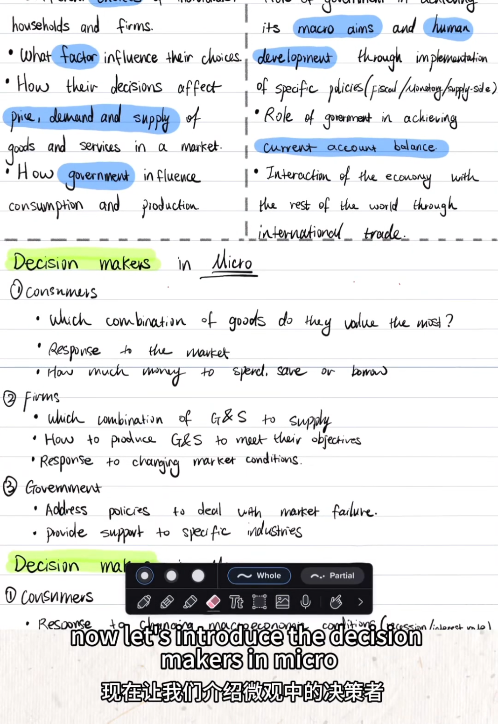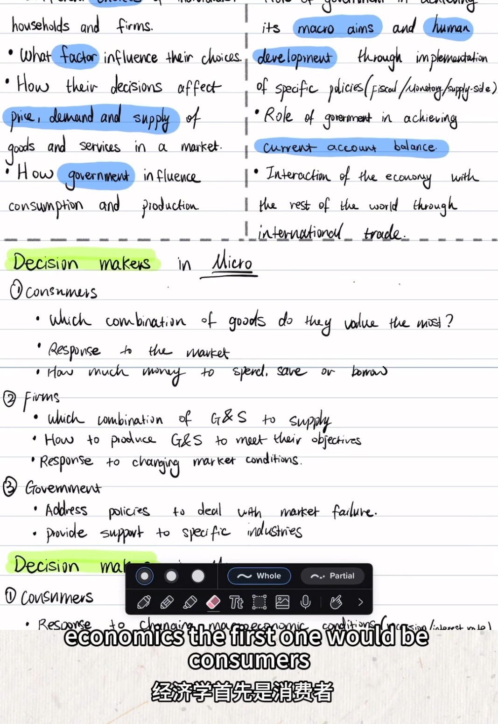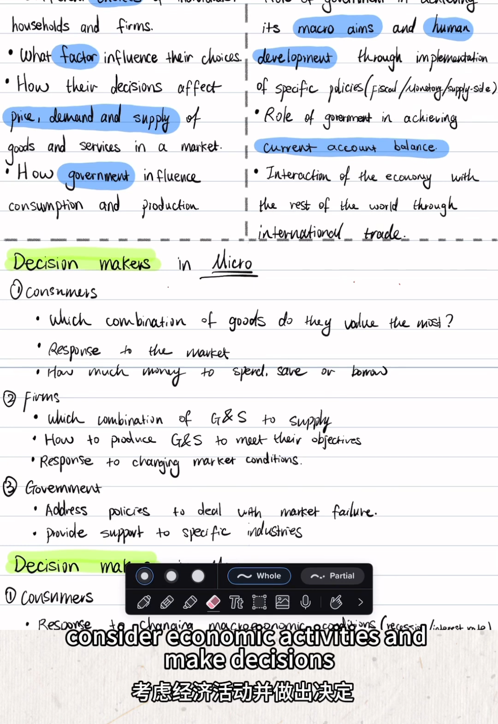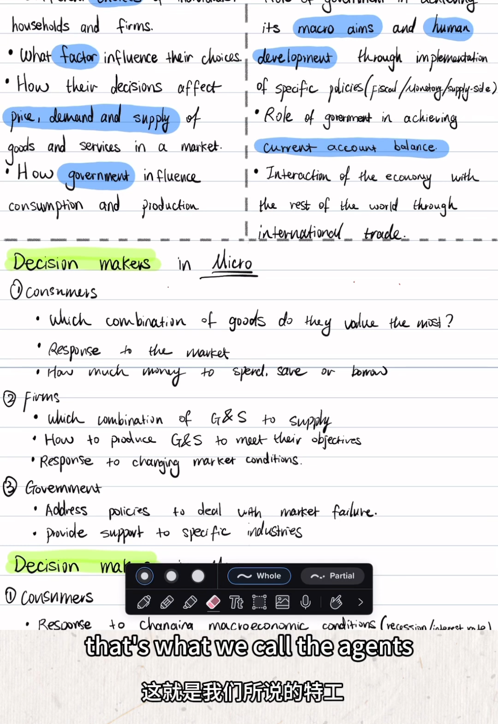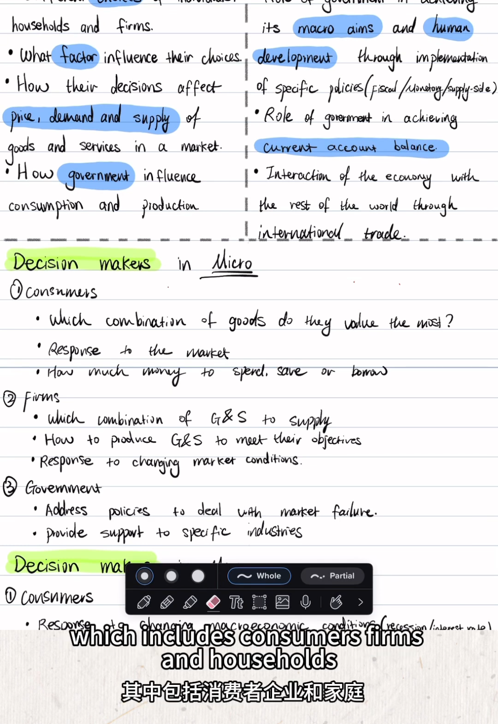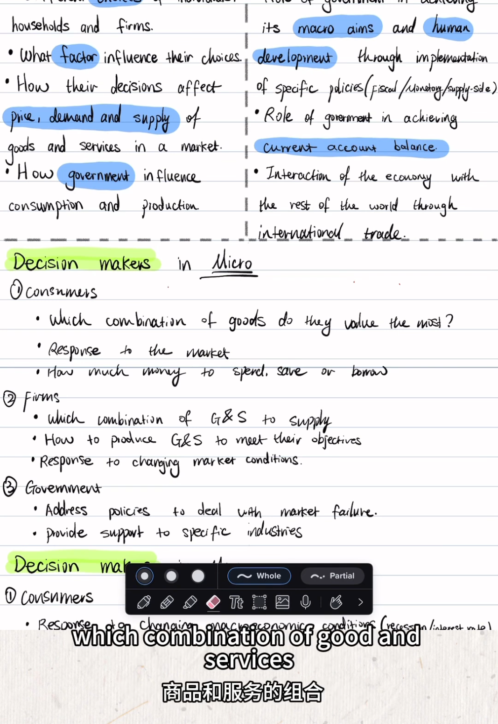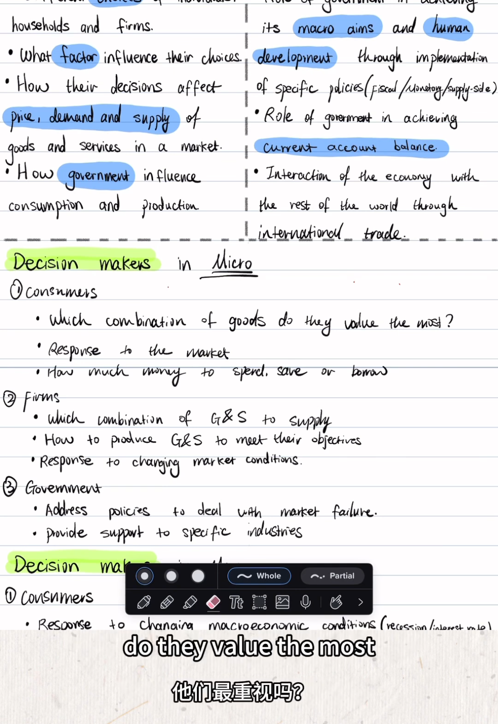All right, so now let's introduce the decision makers in microeconomics. Now, the first one would be consumers. They're basically economic agents who consider economic activities and make decisions. That's what we call the agents, which includes consumers, firms, and households. So a consumer would consider which combination of goods and services they value the most.